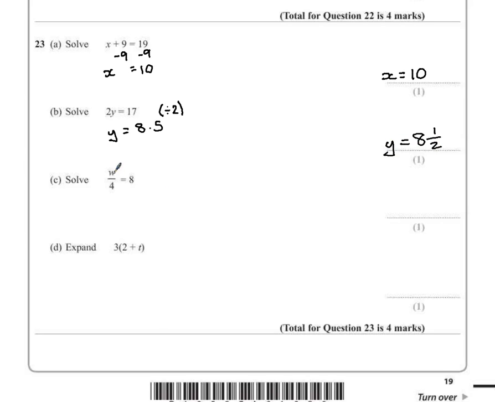Question C. W divided by 4 equals 8. So if we undo this process, dividing by 4, then we want to multiply by 4. W divided by 4, multiply by 4, cancels out the division, leaving us with W. 8 times 4 is 32. So our answer for this equation is W is equal to 32.